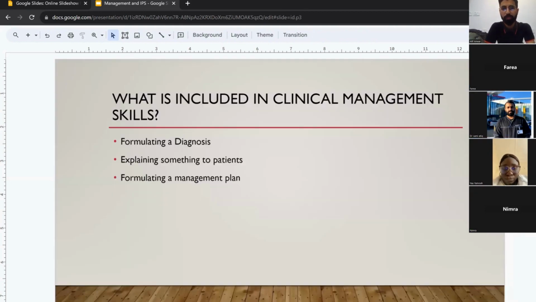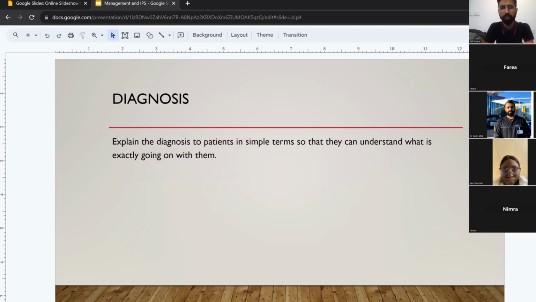So here is what GMC wants to look for in your clinical management skills. It has 3 components. One is formulating a diagnosis based on the history that you've taken and the examination that you performed or you verbalized. The second part is explaining things to patients, addressing their concerns in a way that they can understand. And the third part is formulating a detailed management plan. So let's discuss the diagnosis.